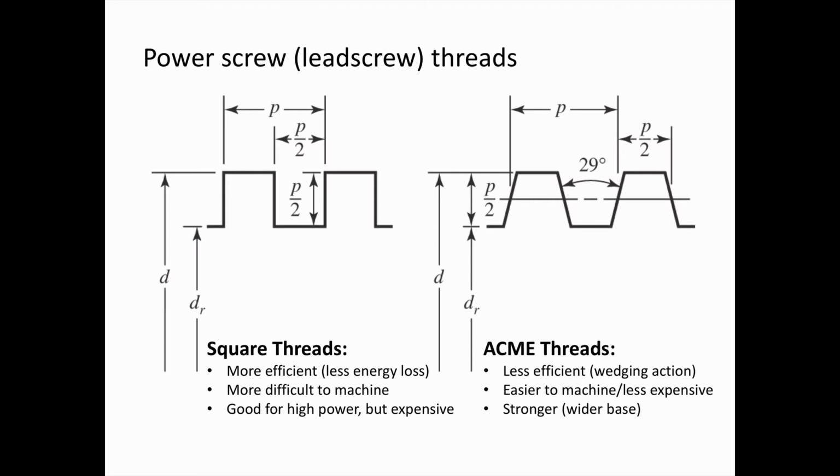Acme threads are less efficient because of wedging action and more complicated forces that we have between the threads of the screw and the associated nut. These are easier to machine, however, and are less expensive. Also, they have the advantage of being a bit stronger than square threads because they have a wider base at the root of the threads.